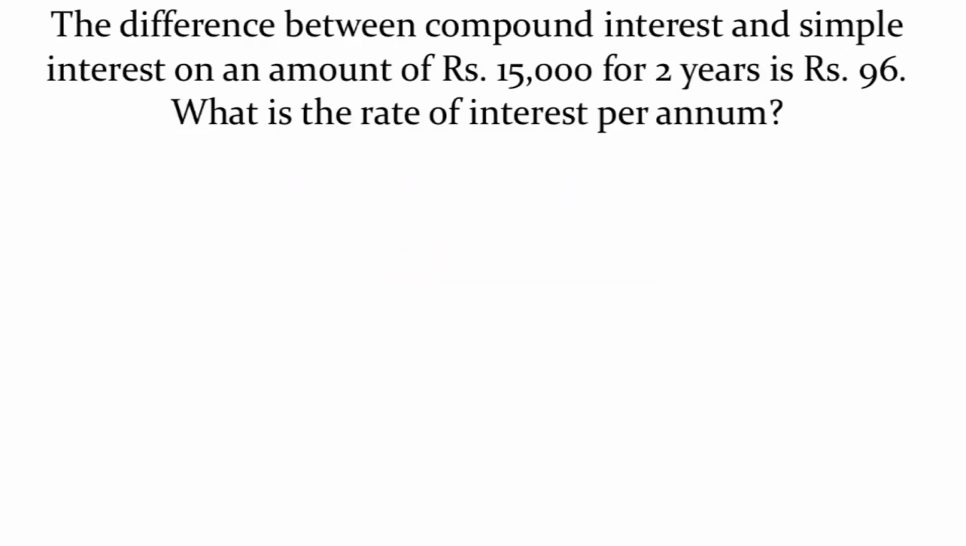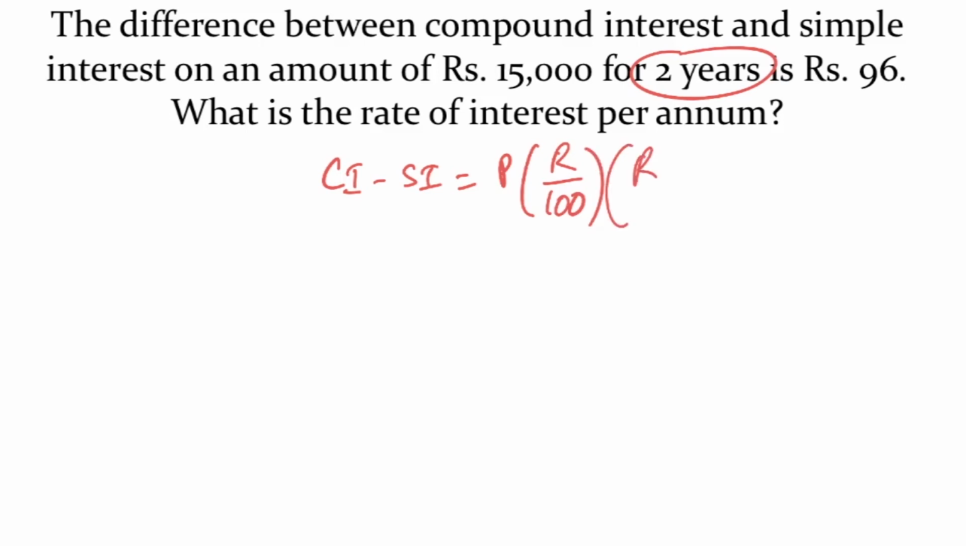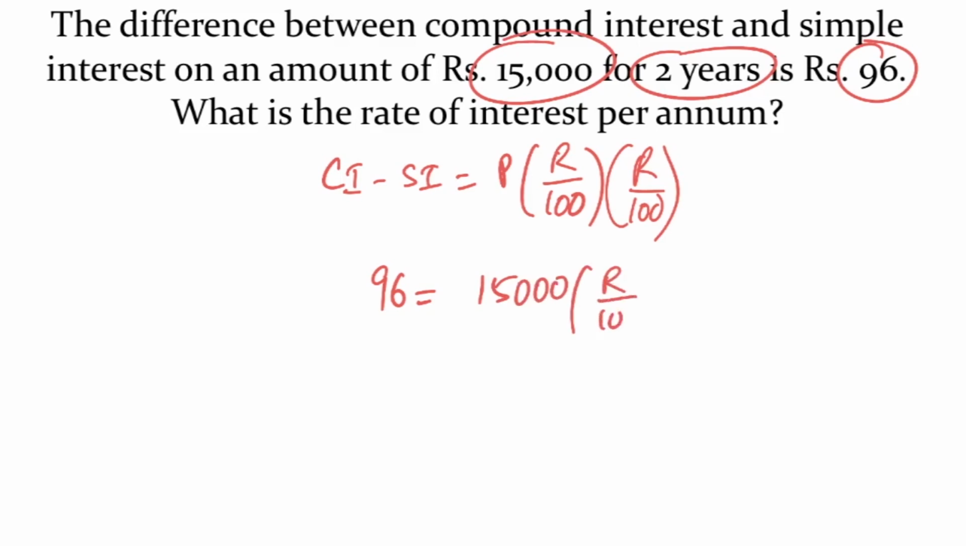The difference between simple and compound interest on 15,000 rupees for 2 years is 96 rupees. What is the rate of interest? For a 2 year span, the difference CI minus SI is equal to P into R by 100 into R by 100, and the difference is given as 96 rupees. P is 15,000 into the rate of interest required, R by 100 into again R by 100.